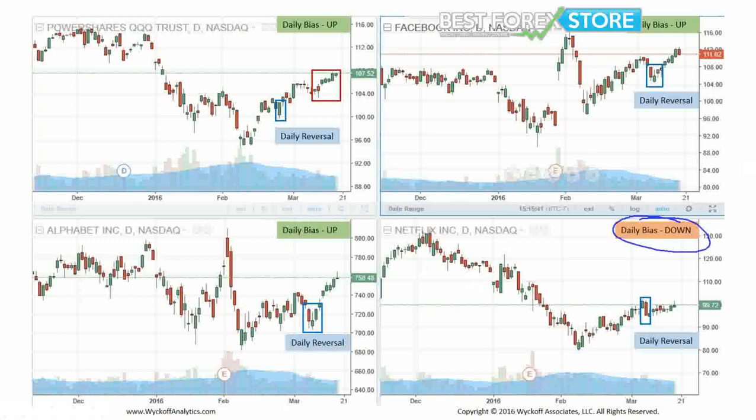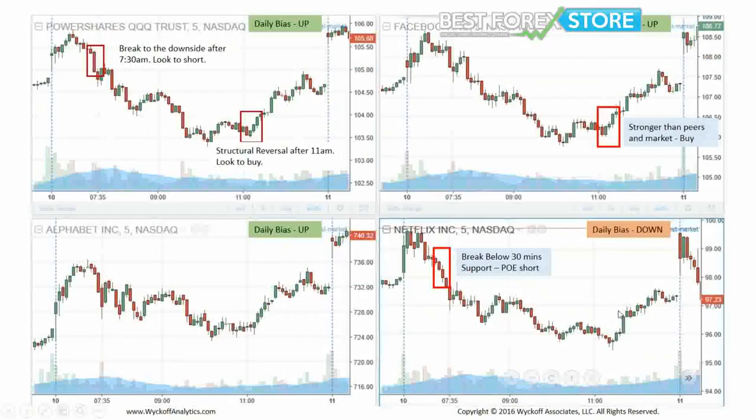So now that we know daily swing biases, and this is kind of like a long-term picture for us, let's go to a specific day. So this was March 10th, and again, one of the things when we start the session is to understand what kind of volatility we're going to have, after we understand the daily bias, within the first 30 minutes.